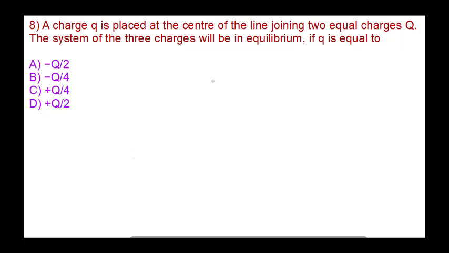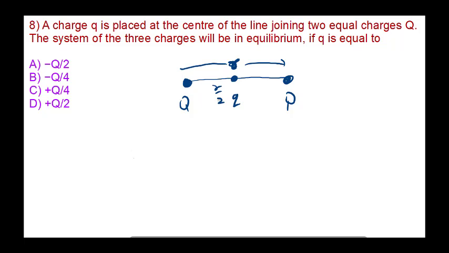A charge Q is placed at the center of the line joining two equal charges Q. The system of three charges will be in equilibrium if Q is equal to. So we are given two charges Q, both capital Q. They are separated by some distance. We place another charge, this small q, so that the entire system is in equilibrium. So let us take this distance as r, not a, we take it r, so this becomes r by 2.